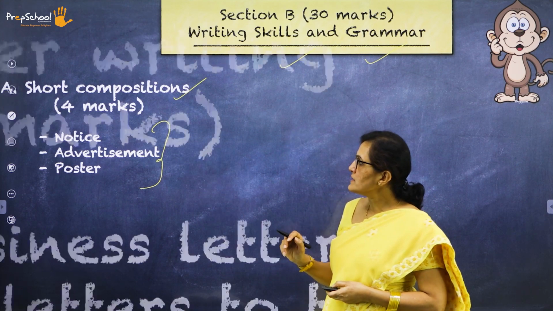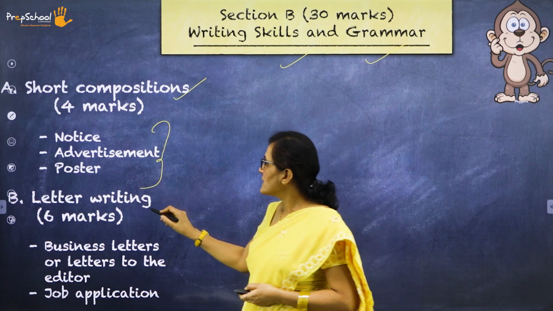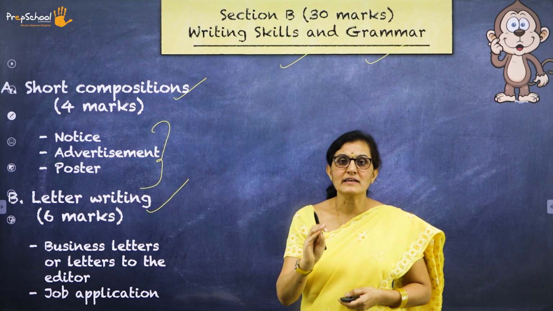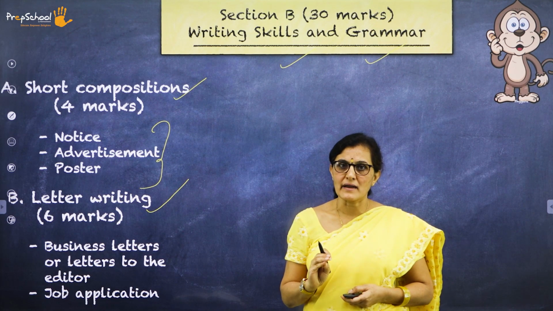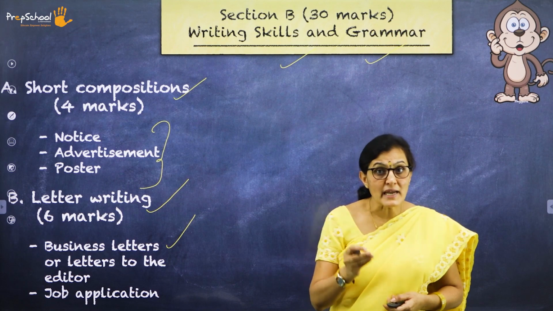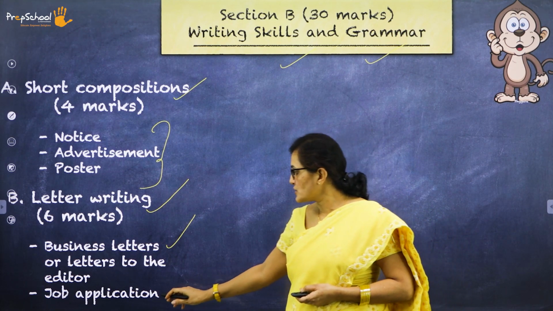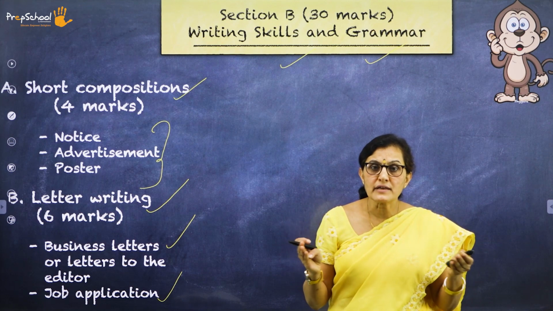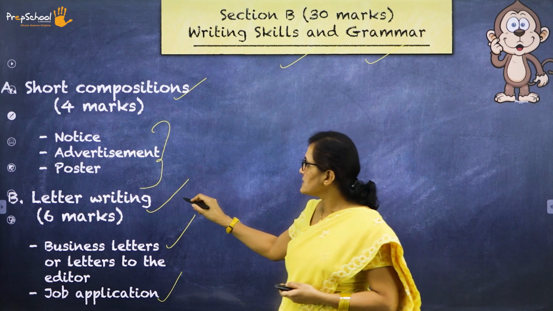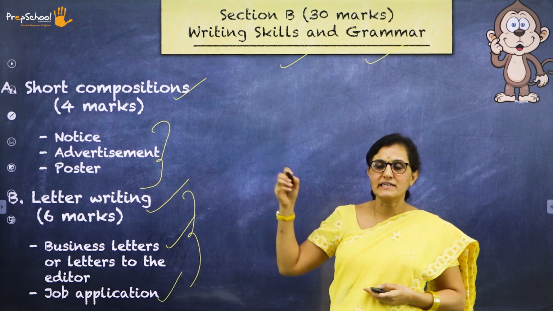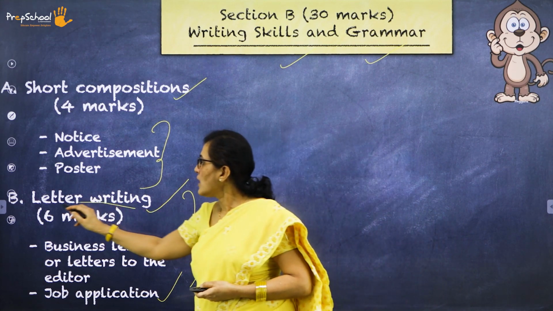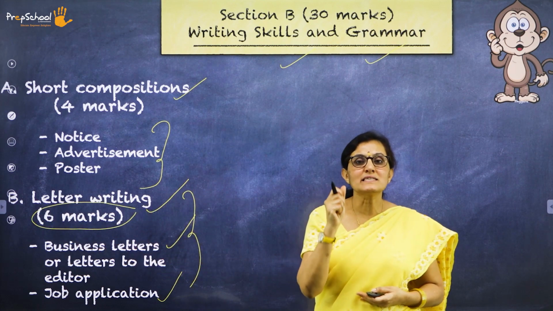Moving further, what is your second part? Your second part is letter writing. You will have formal letter writing and job application along with that. So your formal letter writing could be business letters, letters to editors, etc. And of course, your job application, your biodata or your curriculum vitae, there is a particular format. So this is your second part of your writing skill, that is letter writing and job application. And for how many marks is this? This is for 6 marks.